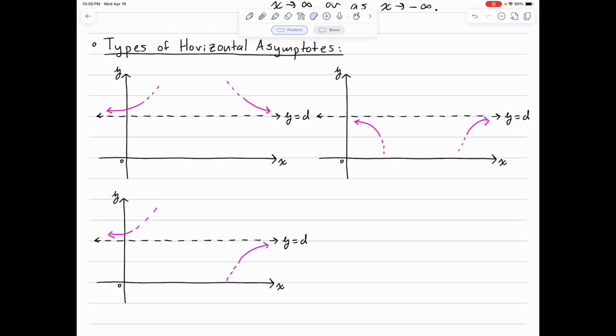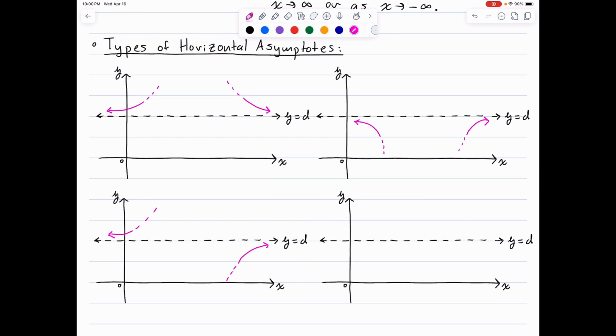Anything could happen. And then we also have this last one here. I could be approaching from the bottom as I go towards the left, and I could be approaching from the top as I go towards the right. But I'm still approaching the line y equals d. We don't know what happens in the middle. Okay, so these are our 4 types of horizontal asymptotes.